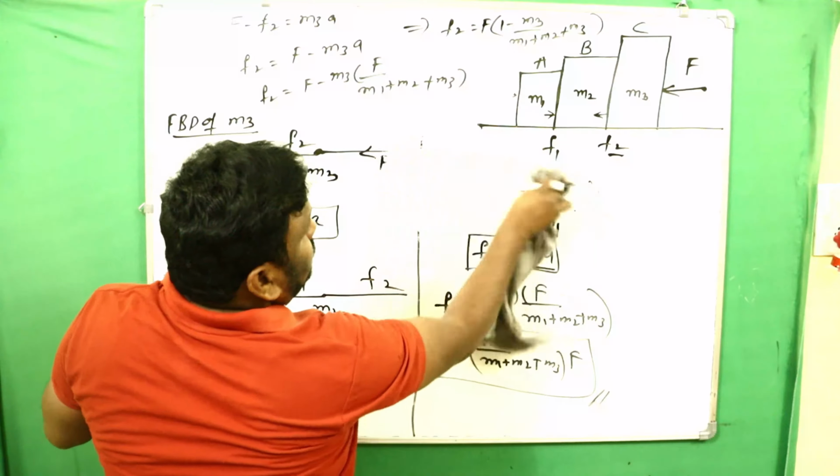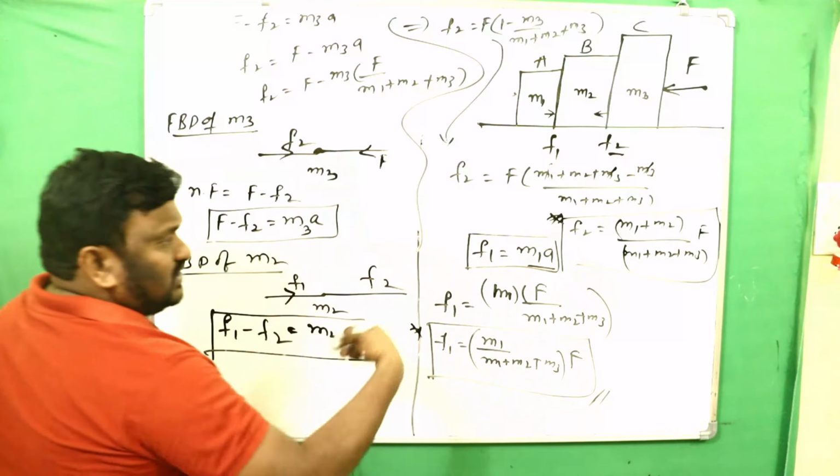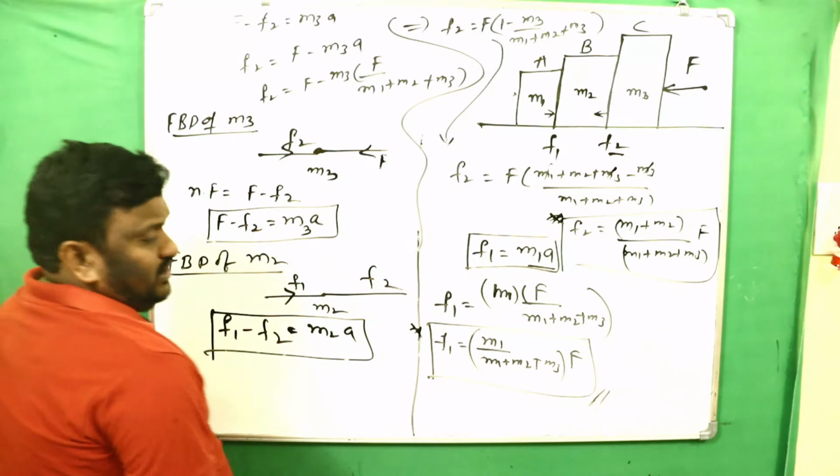Clear? Then obviously what you can get? F2 is equal to, m3 cancels, then m1 plus m2 by m1 plus m2 plus m3 of F. So this is the expression for contact force F2, and this is the expression for contact force F1. You can also call it the normal force. Okay, clear? Let's see one problem on the same topic.